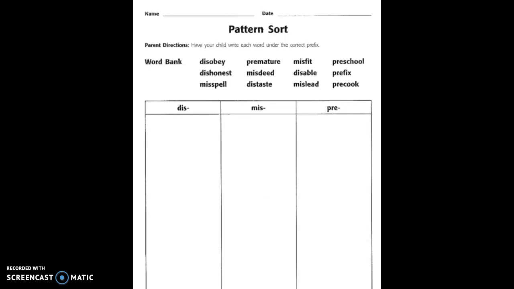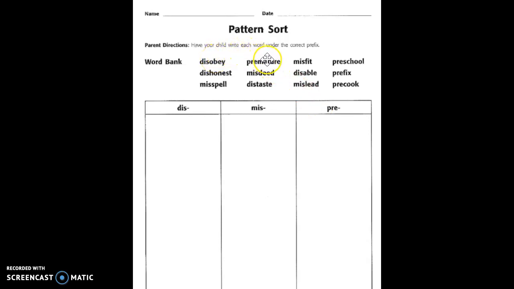Hi, third graders. The next assignment you're going to be working on for word study is the pattern sort page in your Unit 29 packet. You are going to write each word under the correct prefix. Our prefixes are dis, miss, and pre. Let's read the words together.